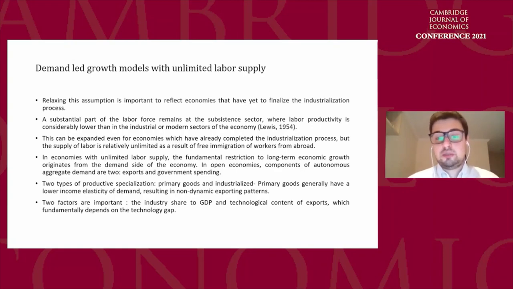So in these economies with unlimited labor supply, the fundamental restriction to long-term growth originates from the demand side of the economy. In open economies, the components of autonomous demand are two: exports and government spending. Two types of productive specialization are present in these models. The first are primary-producing, primary exporting economies, and the second are industrialized economies. The first has a lower income elasticity of demand for exports, resulting in non-dynamic exporting patterns. Two factors are important: first, the share of industry in output, and second, the technological content of exports, which fundamentally depends on the technology gap.